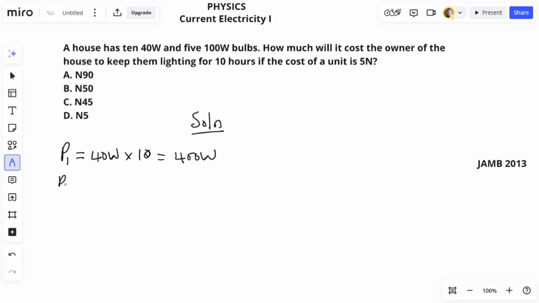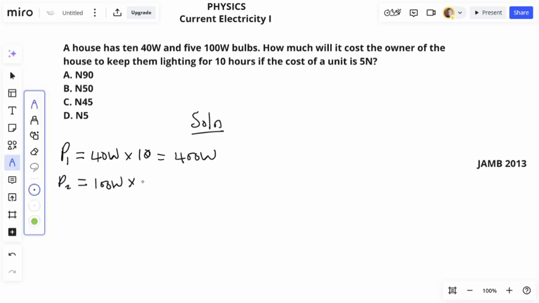And then the power demand for the second set of bulbs, which is 100 watts each. So that will be 100 watts times 5. There are 5 of them in number. And that will give us 500 watts.